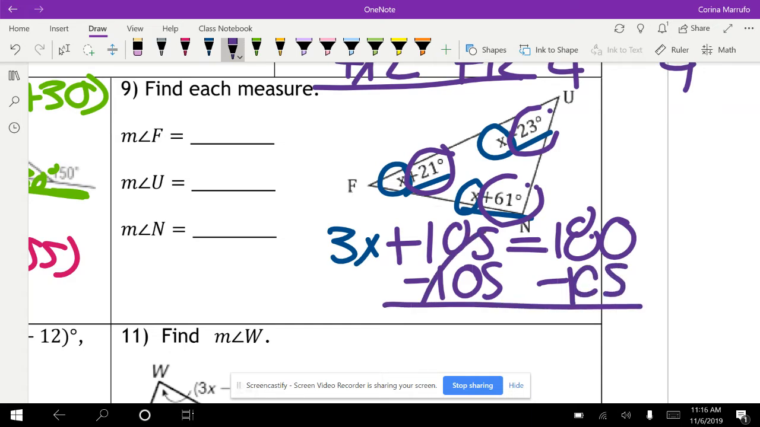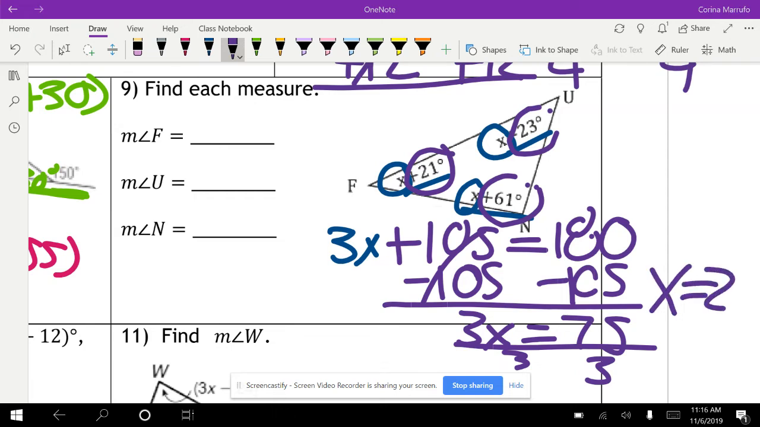And then we go ahead, this cancels, and we get 3x equals 180 minus 105, which is 75. We divide by 3, and we get x equals 25. Okay.